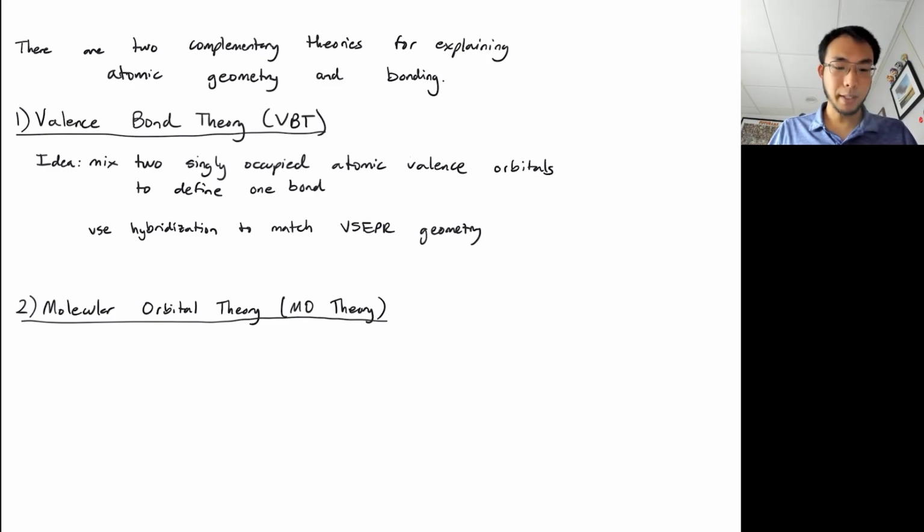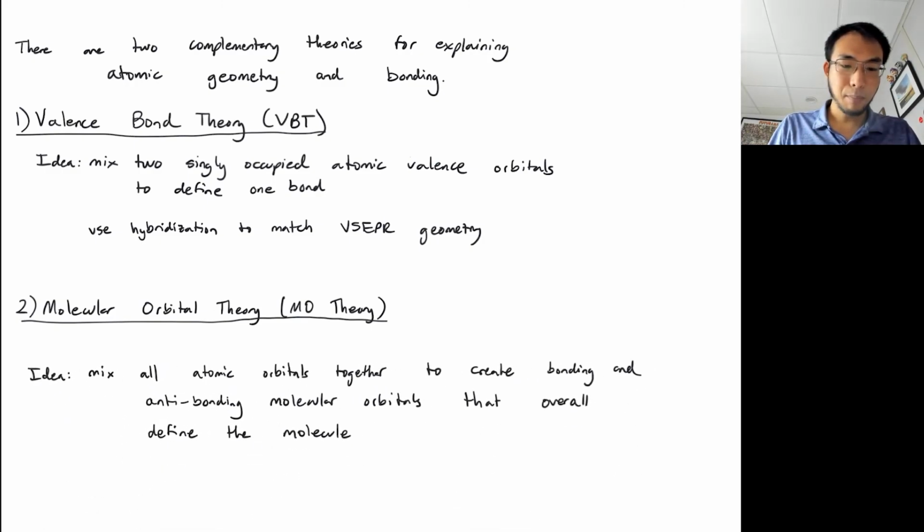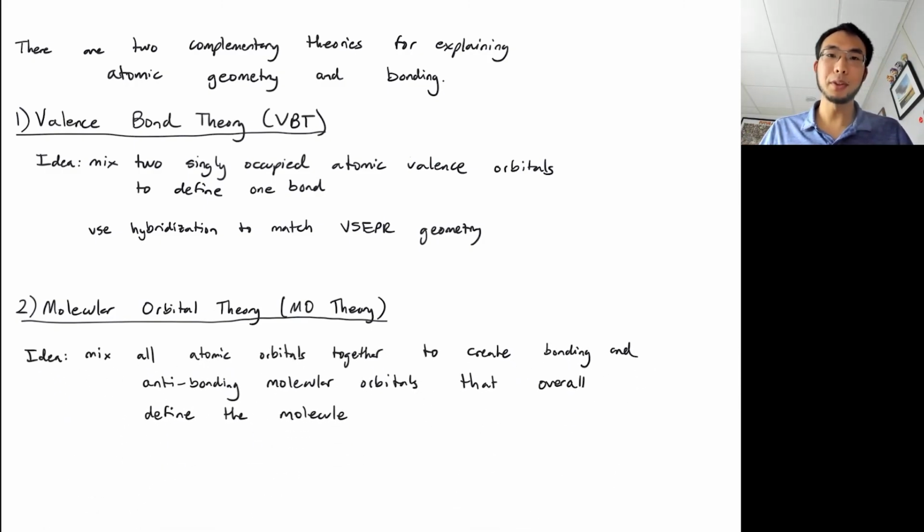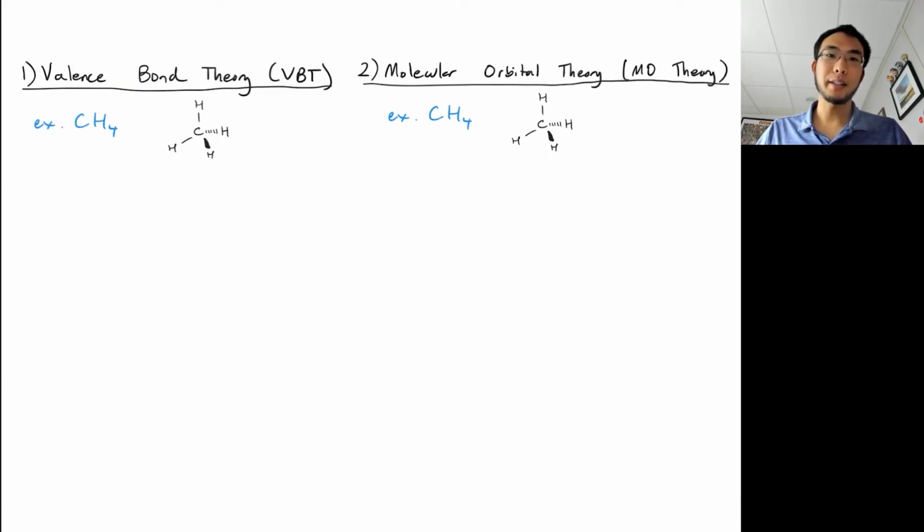In contrast, molecular orbital theory mixes all the atomic orbitals of an atom, or all the atoms together, to create bonding and anti-bonding molecular orbitals, and that these kind of overall define the molecule. So again, the big contrast is in valence bond theory, we define one bond at a time. With molecular orbital theory, we're defining the entire molecule all at once. So why don't we look at a comparison of how these two theories treat the molecule of methane, CH4.